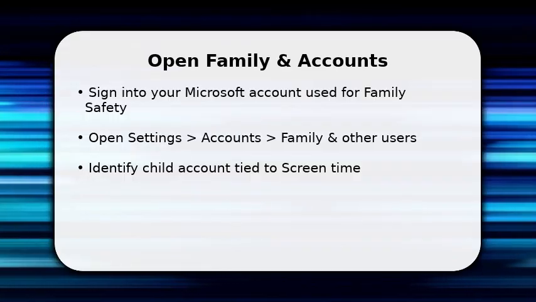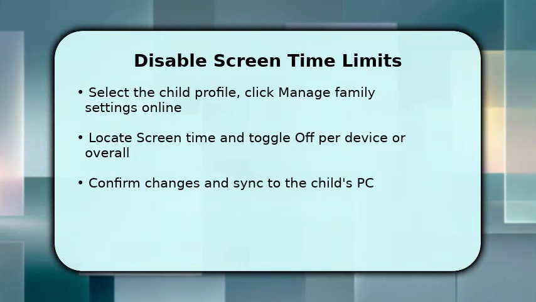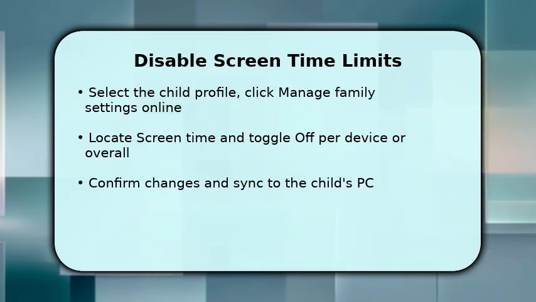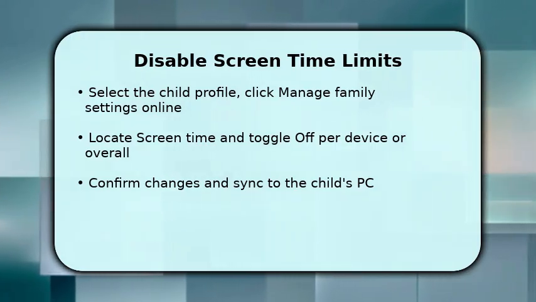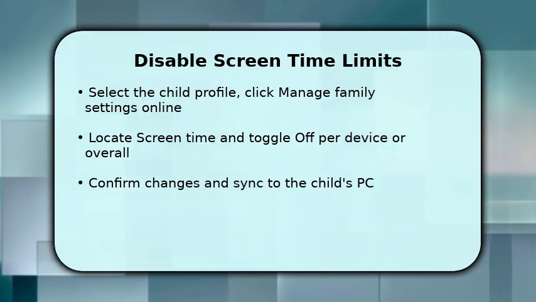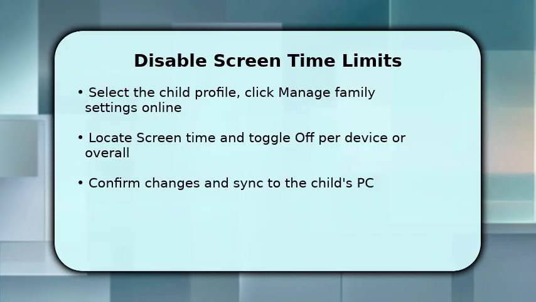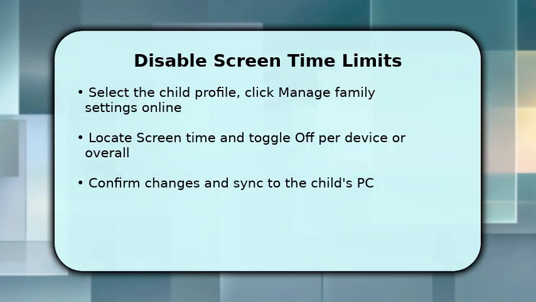This gets you straight into the controls, where you can remove restrictions. Next, click the child profile and choose Manage Family Settings Online. The Windows app links to the Microsoft Family Safety web portal for full controls. Once there, find Screen Time and either toggle off the entire schedule or disable per device limits. Pick whatever removes the restriction.